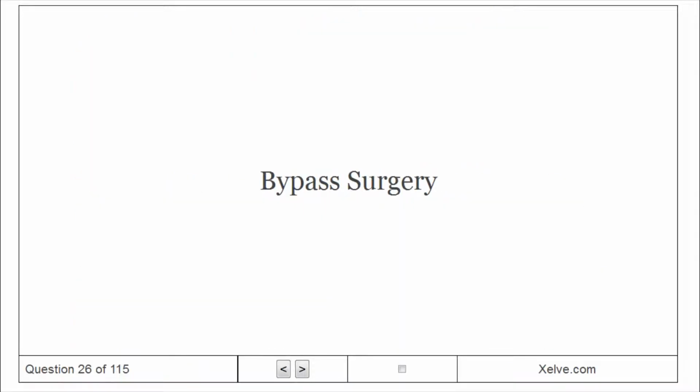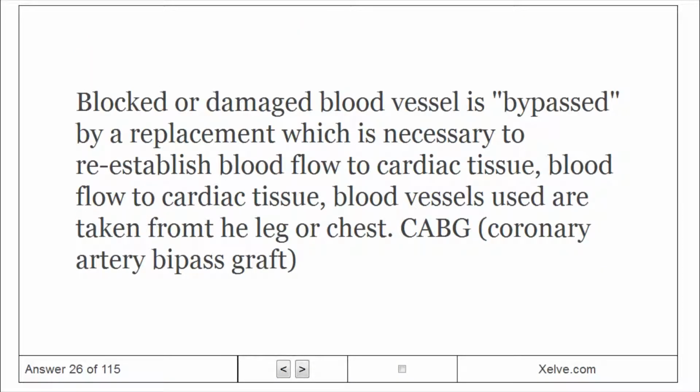Bypass surgery. Blocked or damaged blood vessel is bypassed by a replacement, which is necessary to re-establish blood flow to cardiac tissue. Blood vessels used are taken from the leg or chest. CABG, coronary artery bypass graft.